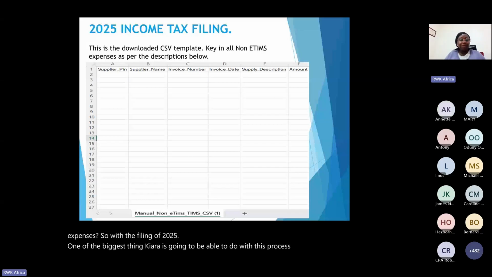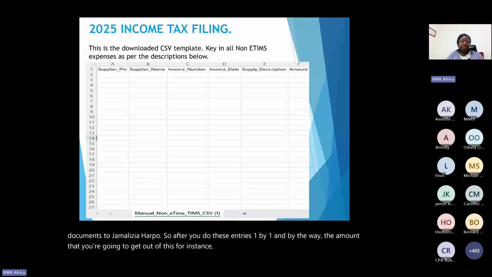After you do that, you come to upload supporting documents. Hatujamalizia hapo. After you do these entries one by one, you put fuel, repairs, rent, marketing costs, all entries, the amount that you're going to get out of this is possibly 10 million worth of expense. Kuna mahali tunarudi pale kwa system kuiweka. So I'm going to show you how we're going back there.